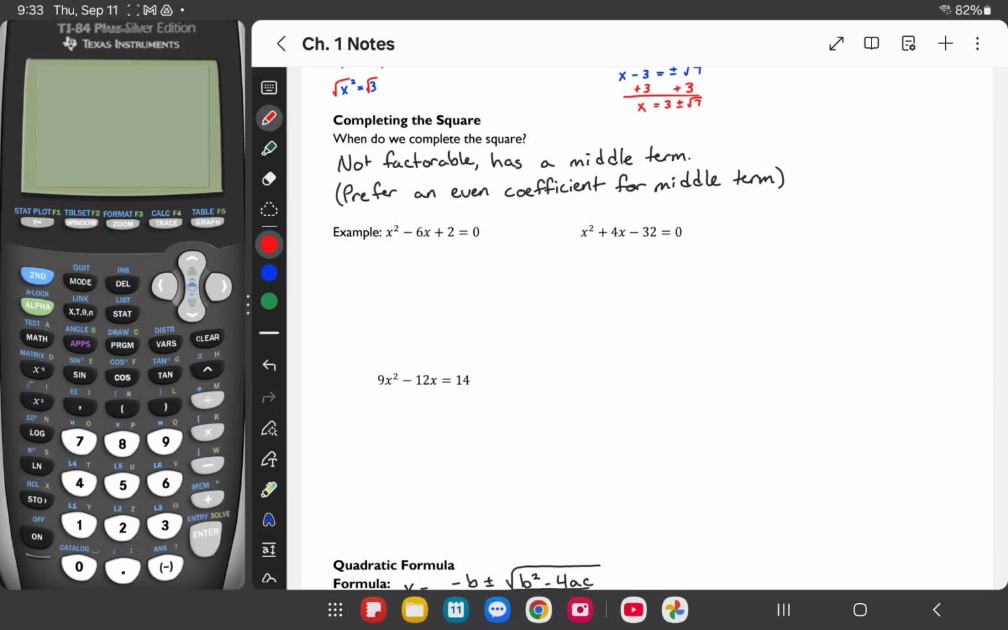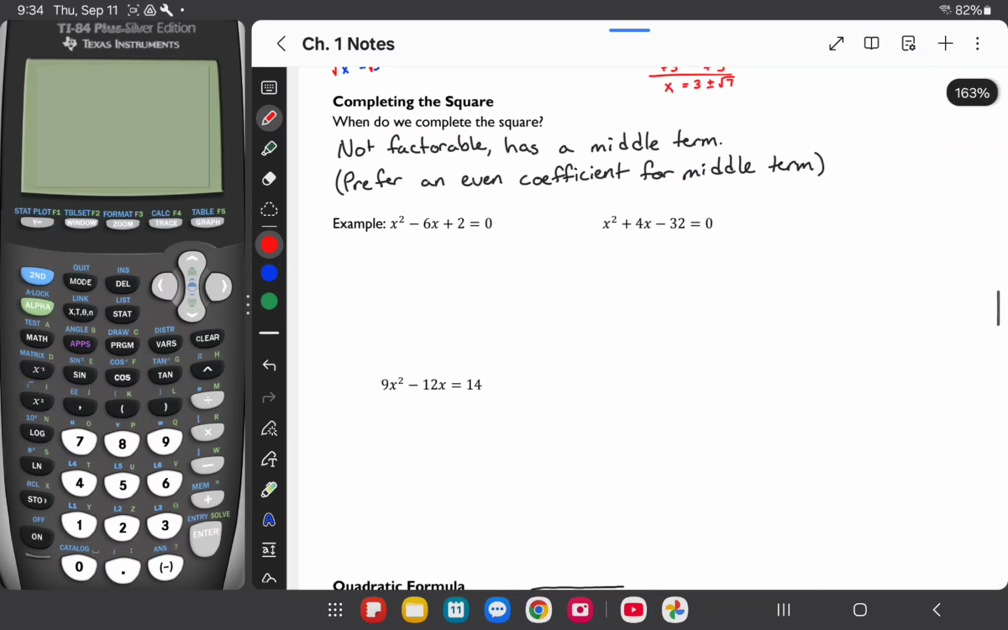The other thing is going to be that we will now have a middle term. So unlike those previous two examples where we did not have a linear term with just x in it, we're not going to simply be able to take the square root of both sides of our equation. Now, preferably, we would like for that middle term to be an even coefficient, so a plus 2x, a minus 6x, and so on. But we don't necessarily have to do that if we need to, and we can always use fractions.